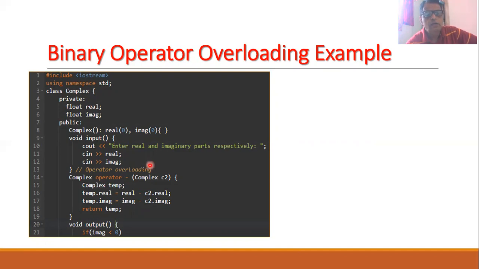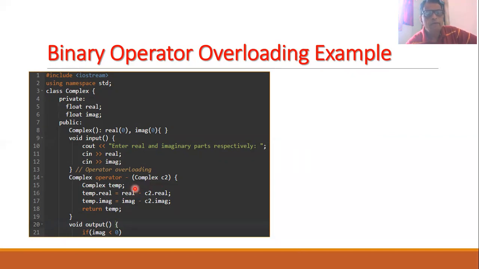Then we will write the operator function. Observe that the return type of the operator function is complex. This is the operator keyword, and here we are making use of a binary operator. So we are doing the subtraction by using the binary operator minus, and here we have passed one argument. As I told you, in case of a binary operator, you need to write one argument in the operator function, and this is the complex C2.